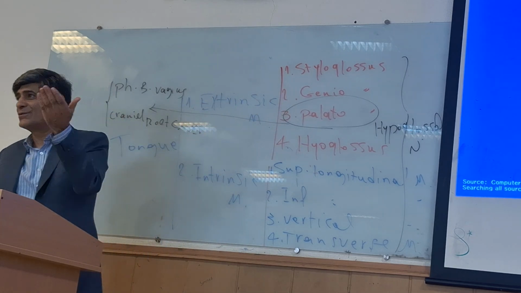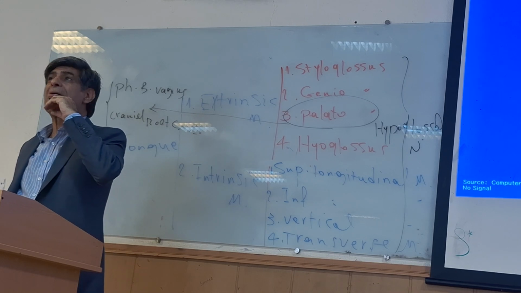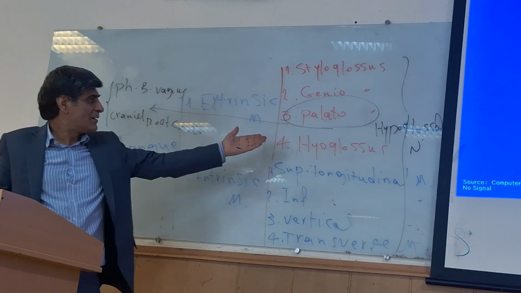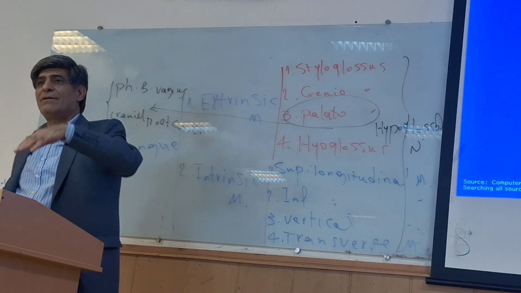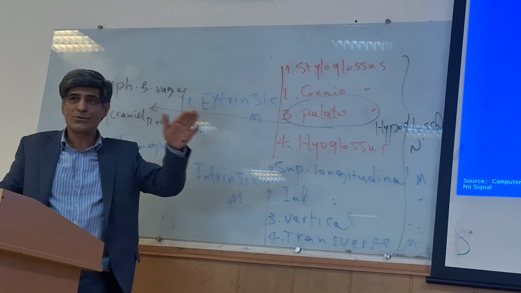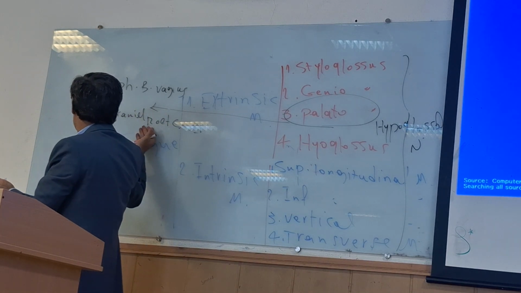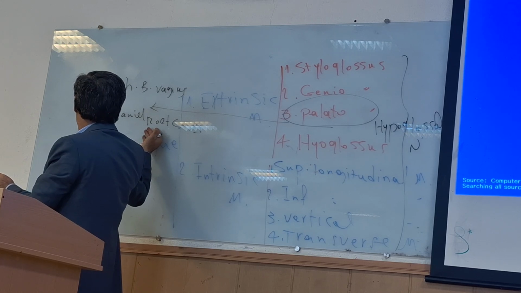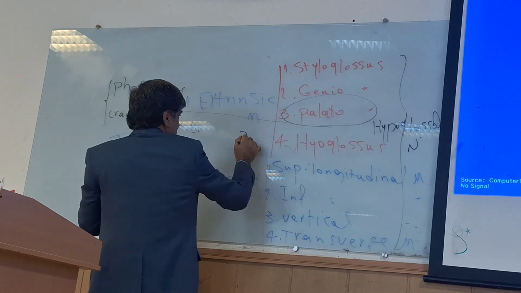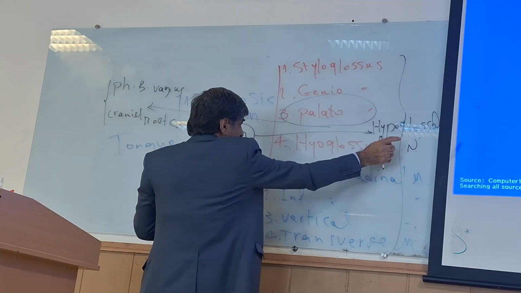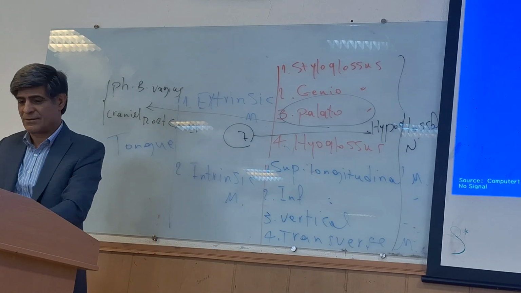Styloglossus, elevation of the tongue. Genioglossus, protrusion of the tongue. Palatoglossus, elevation of the tongue. Hyoglossus, depression of the tongue. Seven muscles are innervated by the hypoglossal nerve, except palatoglossus, which is supplied by the pharyngeal branch.